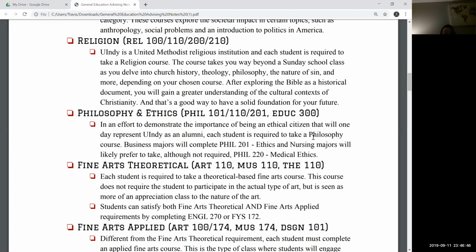Philosophy 201 is ethics. And so business majors are actually required to take ethics. And Education 300, education majors will take that. So that would fulfill your philosophy. But if not, don't be surprised if when you try to sign up for 101 or 110, you're not taking it your freshman year. It is a 100 level class, so you really can take it at any point. It's just that it fills up rather quickly.